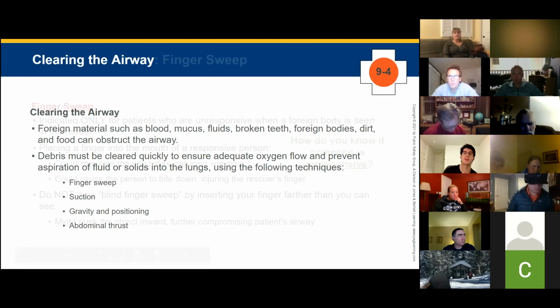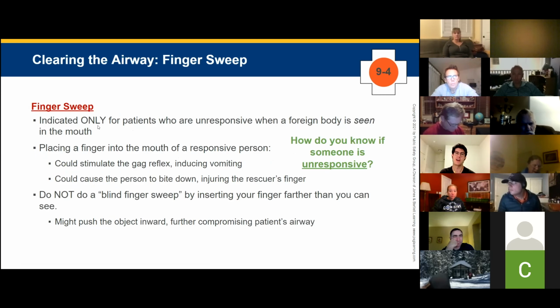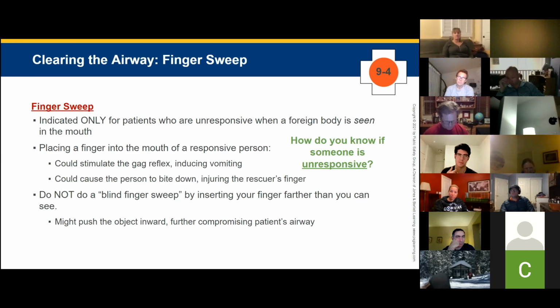All right, so the finger sweep. This one is indicated, look at the all caps, only for patients who are unresponsive when a foreign body is seen in the mouth. So a lot of really strong qualifiers here. You only use this for someone who you are certain will not wake up, because they could bite your finger. And you're only going to use it if you see something in the mouth. You don't want to go digging in someone's airway on a hunch. If you see something and you want to pull it out, that's when this is appropriate. You don't want to just say, oh, this person's passed out in a steakhouse, so there's probably steak in there, I'm going to stick my hand down their mouth. That's not really what this is for.